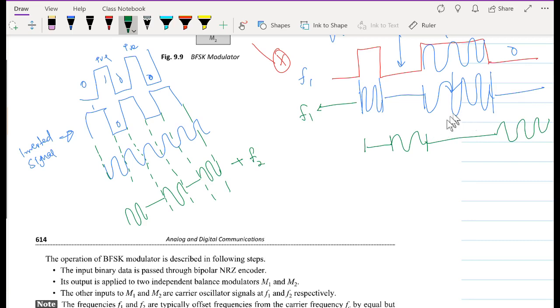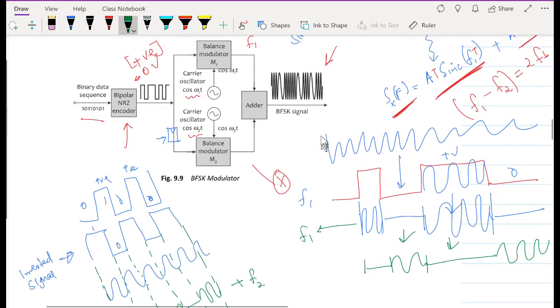So what we are going to end up with, when we add this one with this one, is one continuous signal that has two frequency components that are similar to this one. One of them is the lower frequency, maybe F1, I can't remember which one I said is F1, and the other one is F2. And they are coming at alternate intervals. They are never appearing at the same time. That is how we generate the BFSK.